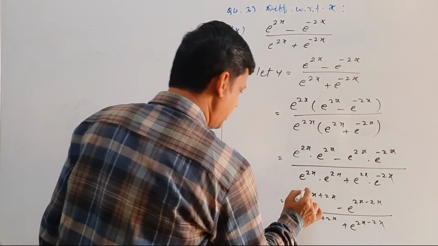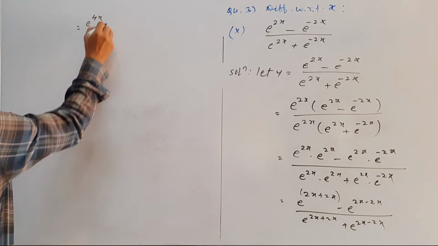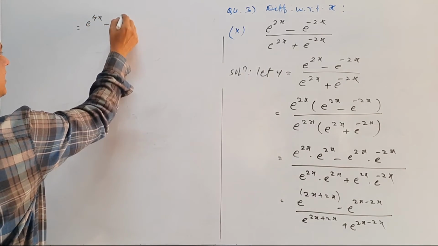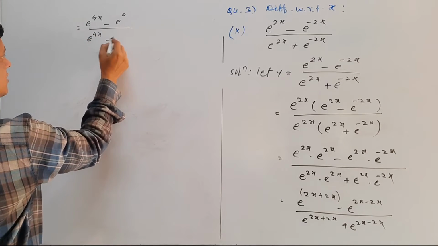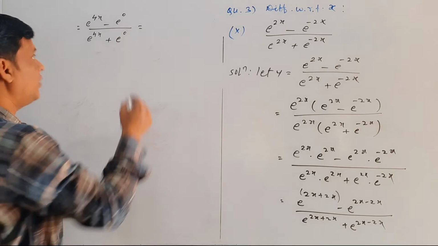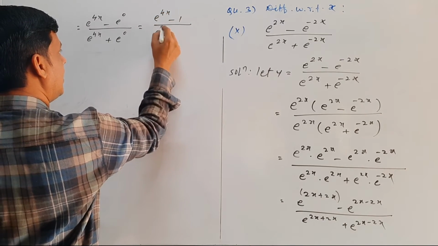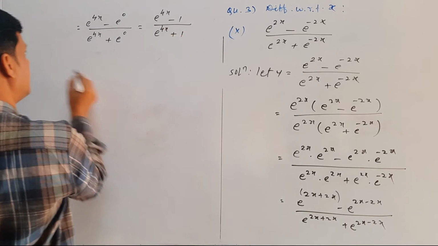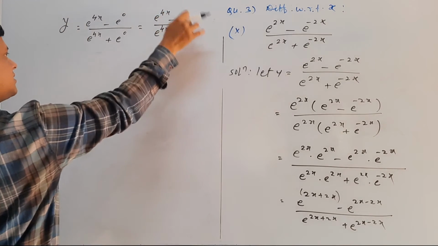So here we write e^(4x). So e^(4x) minus e^0 upon e^(4x) plus e^0. So e^0 is 1. So we write (e^(4x) - 1) / (e^(4x) + 1) as y. Now we differentiate this term.